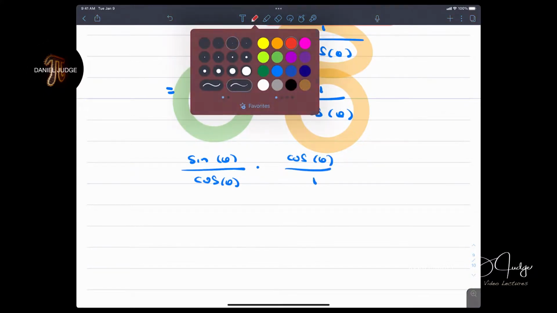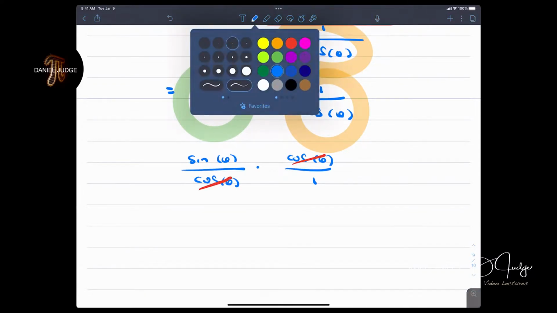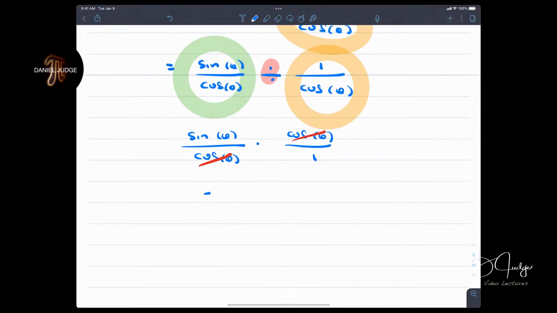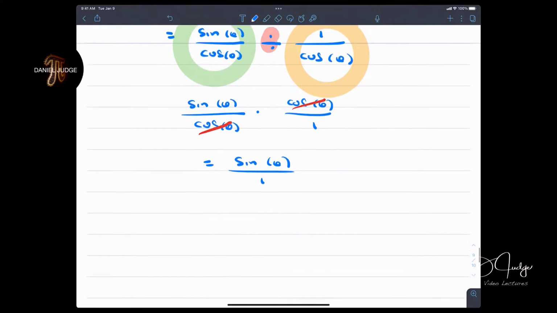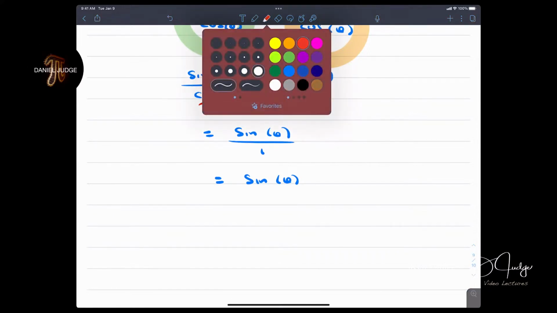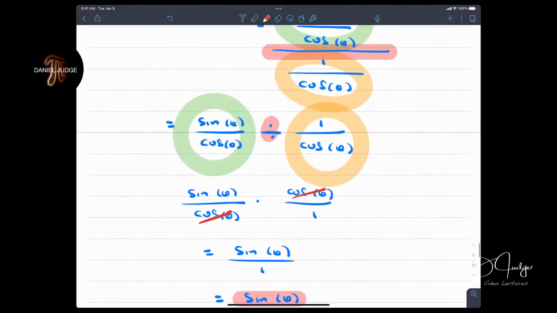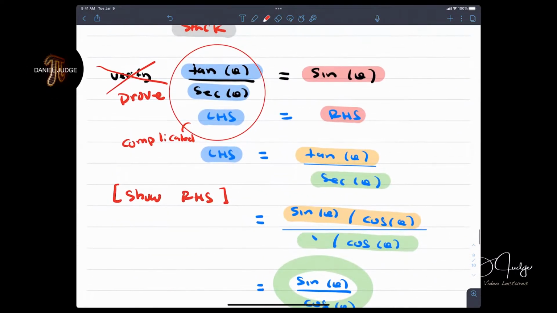And sure enough, doing the arithmetic, this equals sine theta over 1, and anything over 1 is itself. And sure enough, ladies and gentlemen, this equals sine theta. And then sure enough again, this is really equal to what's on the left-hand side. So take a look at what we just did.